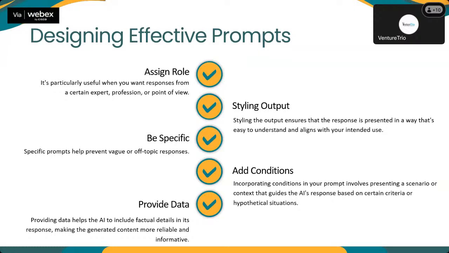The second one is styling output. Use formatting or styling to indicate the desired structure or format of the response. For example, a simple query, compare dogs and cats. It will provide lots of information. But you can ask the same question in a proper way, like present a comparative analysis between dogs and cats, organizing your response in a bulleted point format. So it will provide a comparative analysis between dogs and cats in a point-wise format.